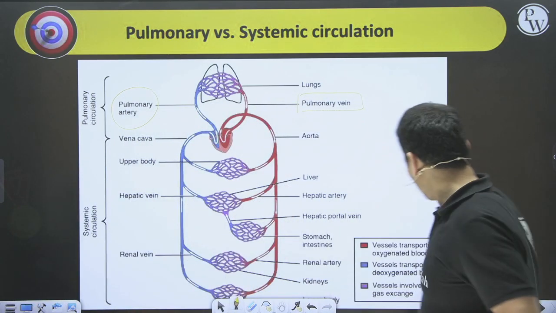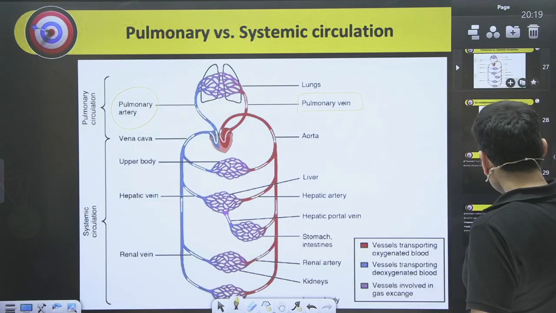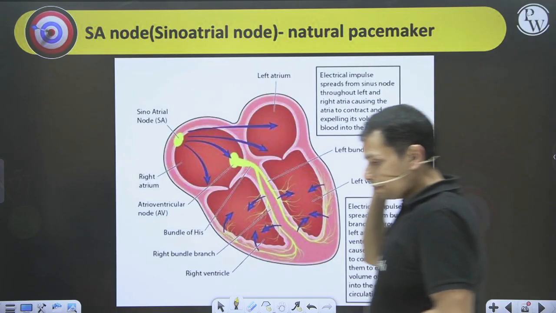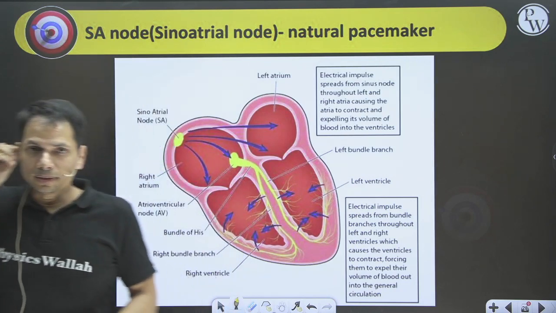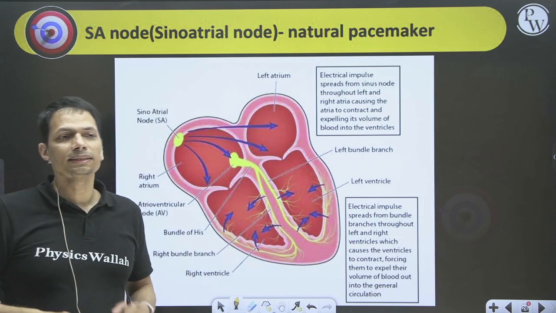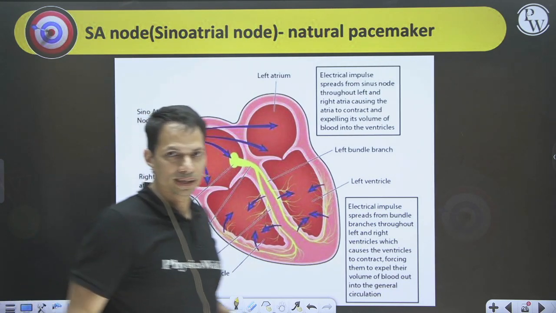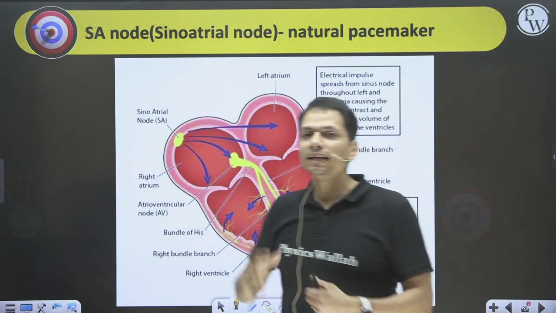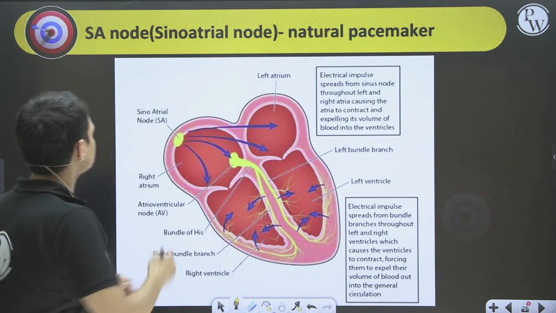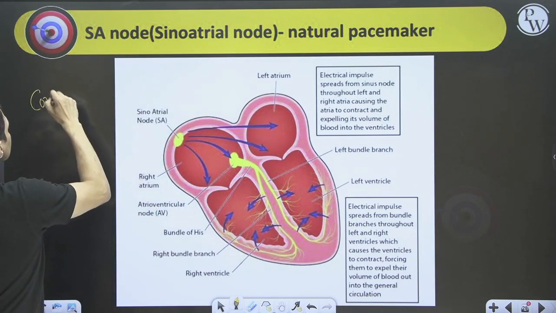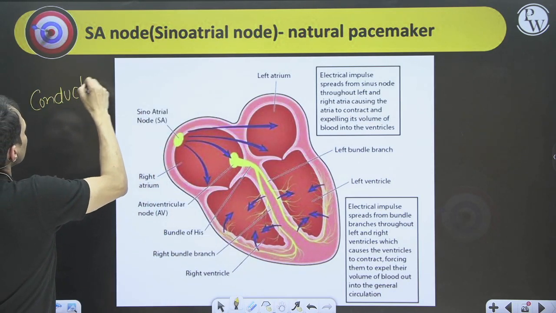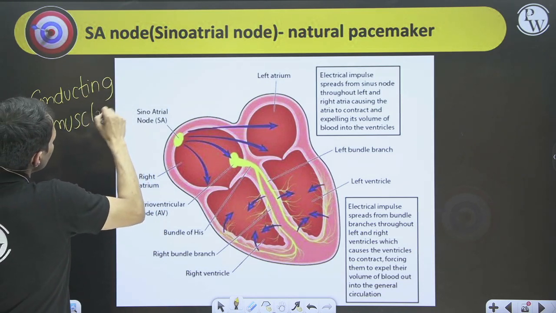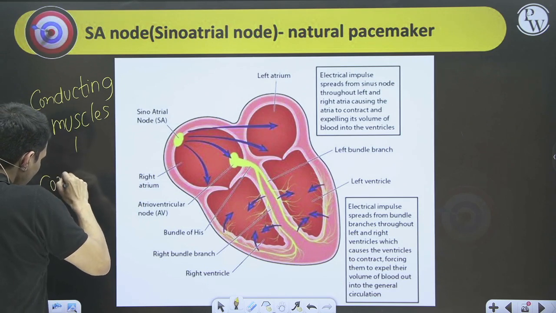Right? Very important. Now, finally, we'll talk about the pacemakers of the heart. The heart is an autorhythmic organ. That means the heart doesn't need a nervous stimulus for beating. The heart has conducting muscles. What muscles do they have? They have conducting muscles, and the heart also has contracting muscles.